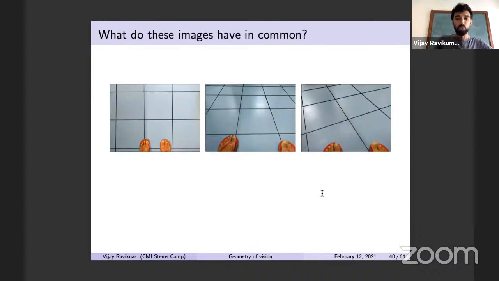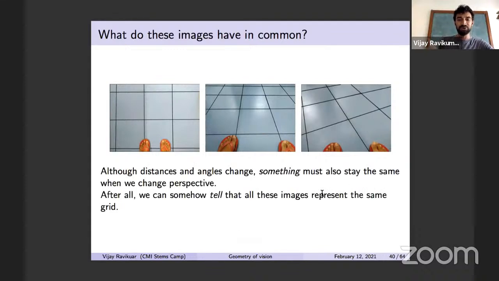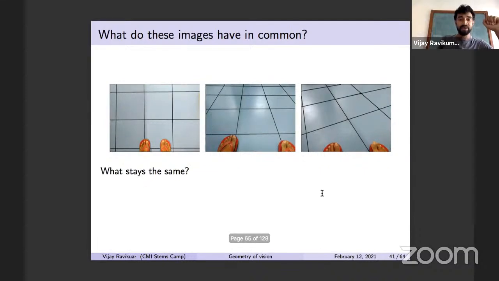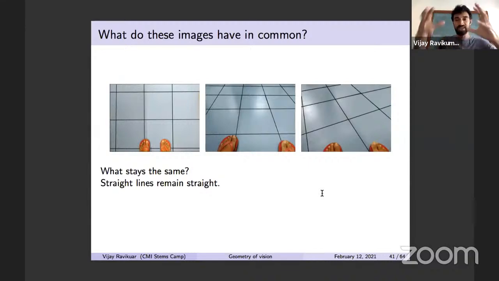So what do these three images have in common? Although the distances and the angles change, something obviously has to stay the same when we're changing perspective, because we know that these all represent the same grid. So what are some things that remain the same? One thing that we know stays the same is that straight lines remain straight. We already mentioned that, and we used that already in these exercises. There's no way that when we change the perspective, a straight line is suddenly going to become a curve or anything like that. Straight lines remain straight.